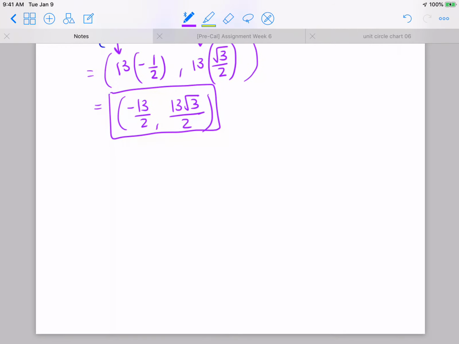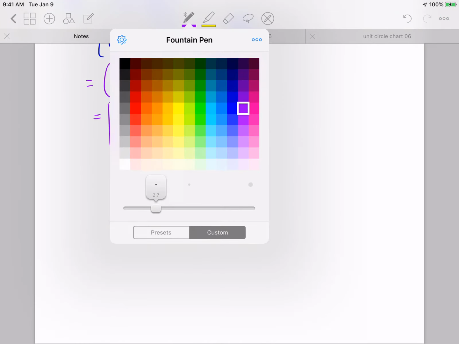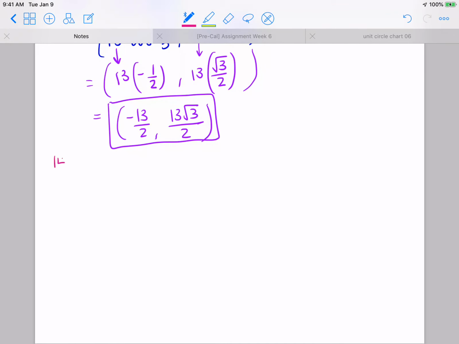Okay, I'm going to go on and do number 14. Now we're going from rectangular, which is negative square root of 3, comma, 0, and we're changing it to polar.